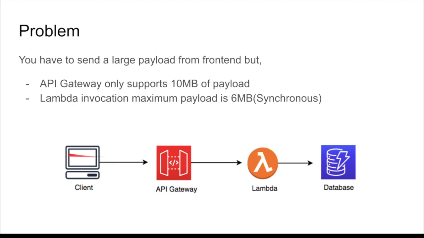But sometimes your client might want to send larger payloads. It could be an image that you want to upload, or it could be a JSON payload, maybe a bulk upload that you want to do through the API gateway. So in this case, there's a problem. So what is the solution?